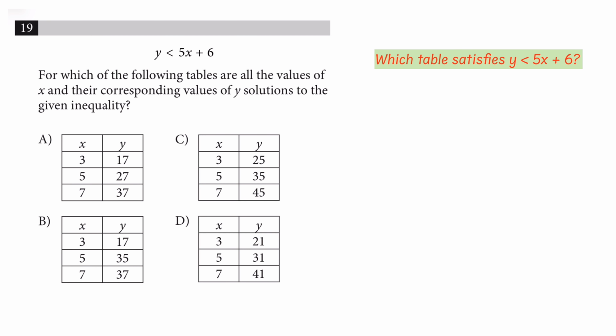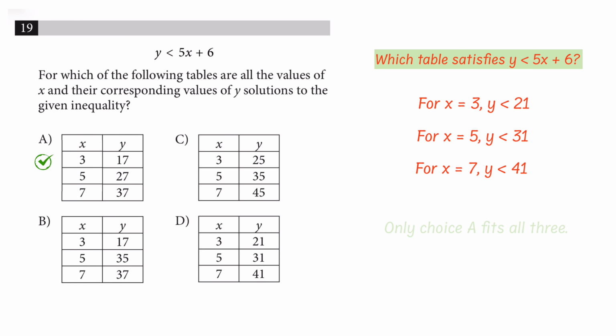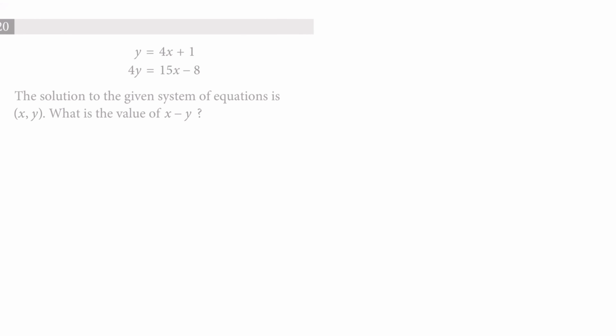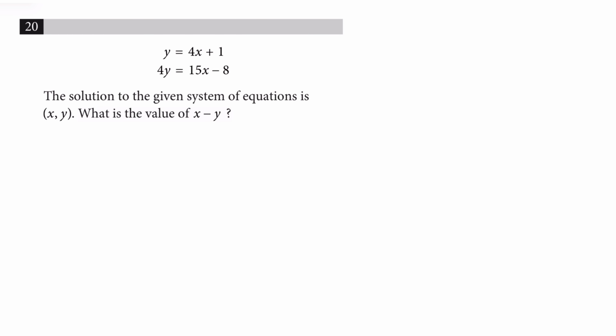Nice. Next, which table satisfies the inequality? Let's test each row. First, we check the table against the inequality. For x equals 3, y must be less than 21. For x equals 5, y must be less than 31. For x equals 7, y must be less than 41. Only choice A satisfies all 3 conditions. Table checked.